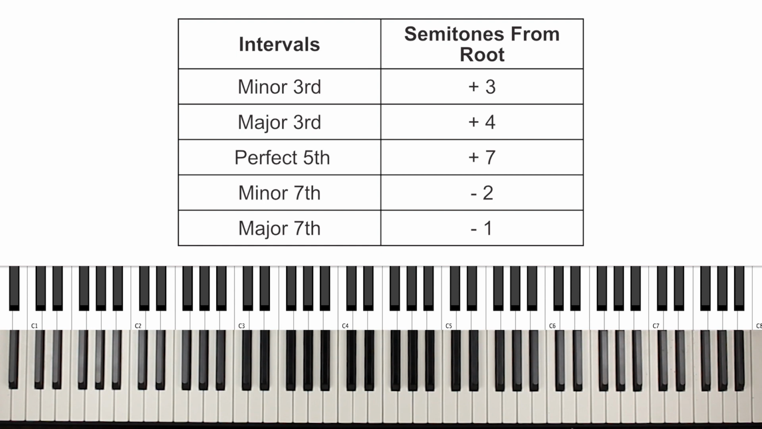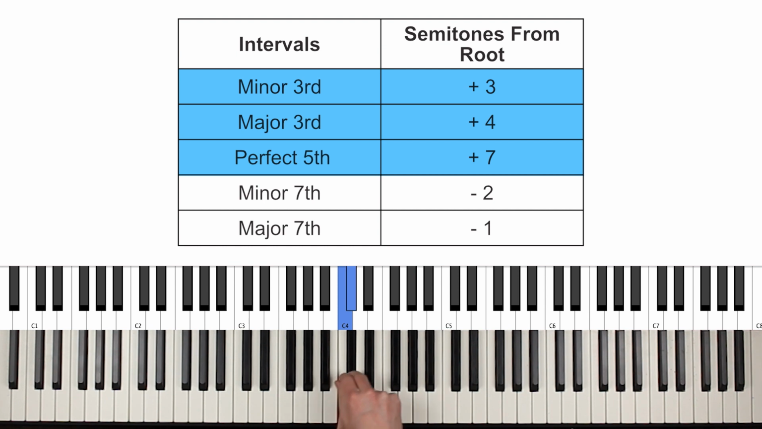All of the information we'll need for our intervals is contained in this table. On the left is the interval name, and on the right is how far that interval is from the root in semitones. For the intervals with a plus before this number, as in the minor third, major third, and perfect fifth, we count the number of semitones above the root. So if the root is C, we count from here, 1 semitone above C.